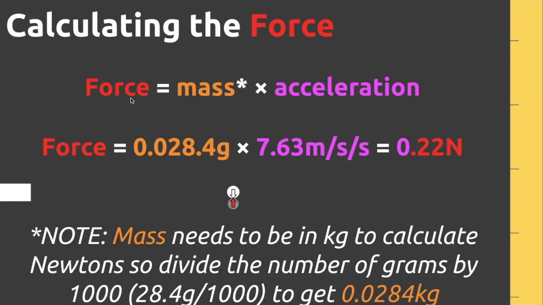When we want to calculate that force, force is mass times acceleration. So the mass of the object, which was 28.4 grams, we need to convert into kilograms though, because Newton uses kilograms. So we just divide by 1,000 to get 0.0284 kilograms. I just realized there's a little typo, I'll fix that. And we multiply that by the 7.63 meters per second squared to get 0.22 newtons of force. So that's the amount of force that we have on our projectile from the coin at impact.